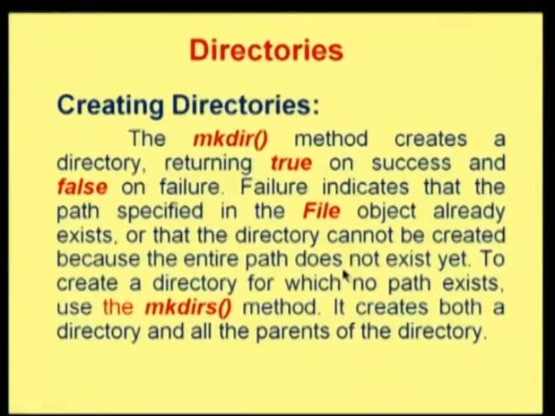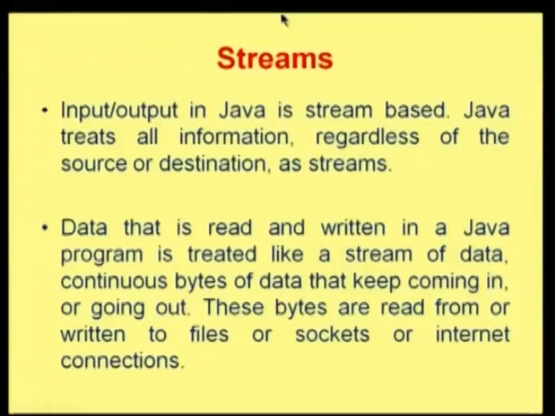Here, that directory cannot be created because the entire path does not exist. So, the path that you have given is not correct. To create a directory for which no path exists, use mkdirs. If there is no path and you use the method mkdirs, it creates both the directory and all the parents of the directory. You know what a directory structure is. If I am trying to create, as we have seen, d:\ugc, and then inside that one directory, even if you do not have a directory called ugc, it will create the directory called ugc, and inside that any other directory that you would like to create. It means that it creates all the directories that you have given in the path.